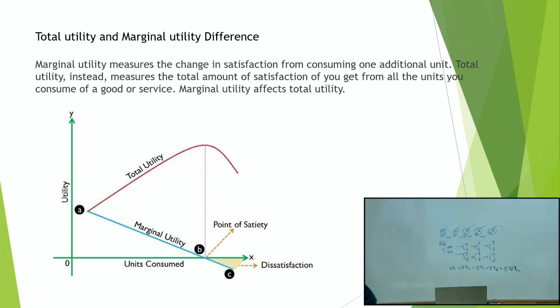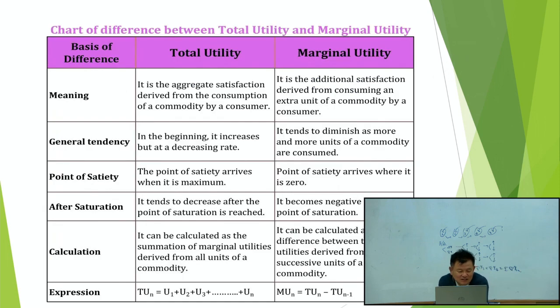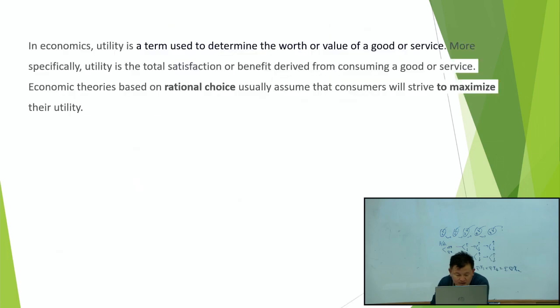Okay, so zero point here. Marginal utility, but on the other hand, total utility is at its highest point. This is the difference between total and marginal utility. Also, after saturation, total utility tends to decrease once the point of saturation is reached. But marginal utility becomes negative after the point of saturation. I'll show you that.